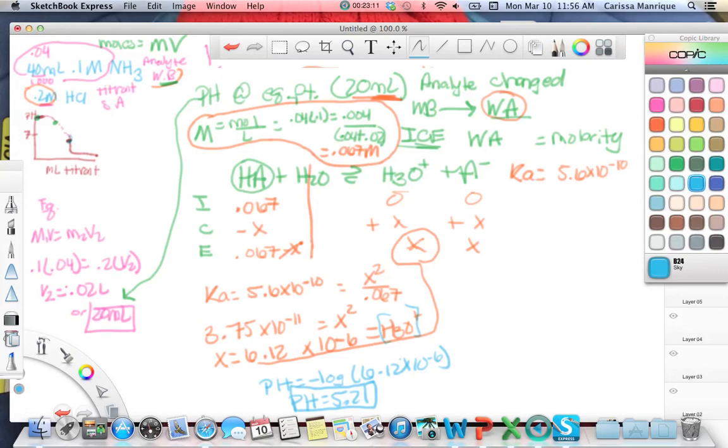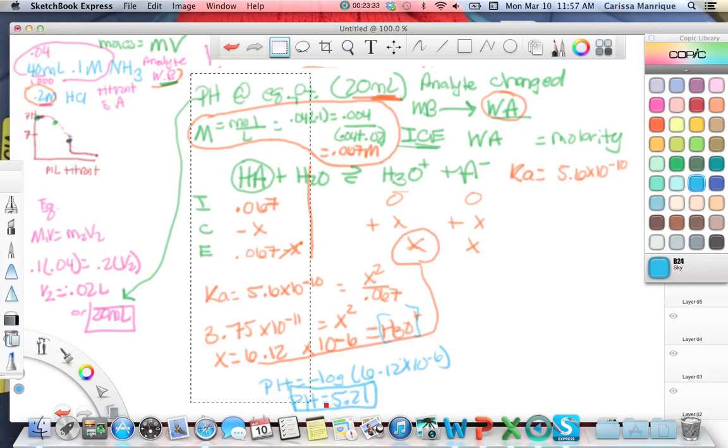Again, anytime we have an at-equivalence-point problem, you're always going to have to do these steps. Your analyte will change what it is. In this case, it's a weak base, so it turned into a weak acid. So you need a Ka, and you need to find your new molarity. Okay, now let's do our last problem, which would be after equivalence point.